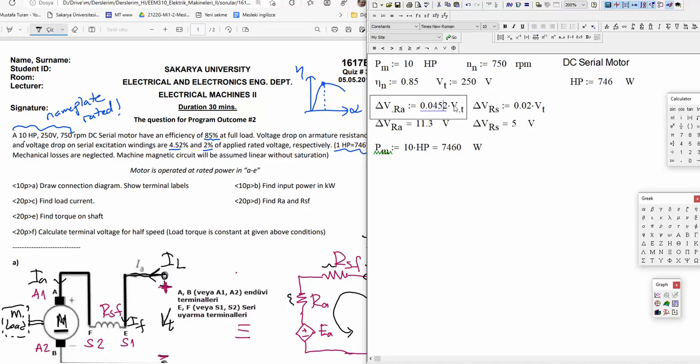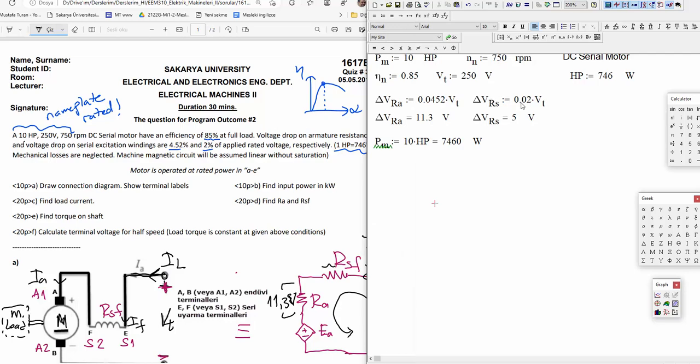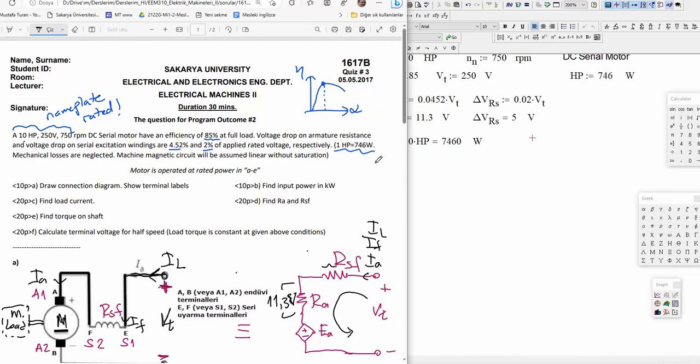4.52% of terminal voltage is defined. And you know the terminal voltage, so it can easily be calculated here. 11.3 volts across this resistance, and 2% of the applied terminal voltage will drop across the serial winding resistance. It is 5 volts. Again, you observe 5 volts here across this element.